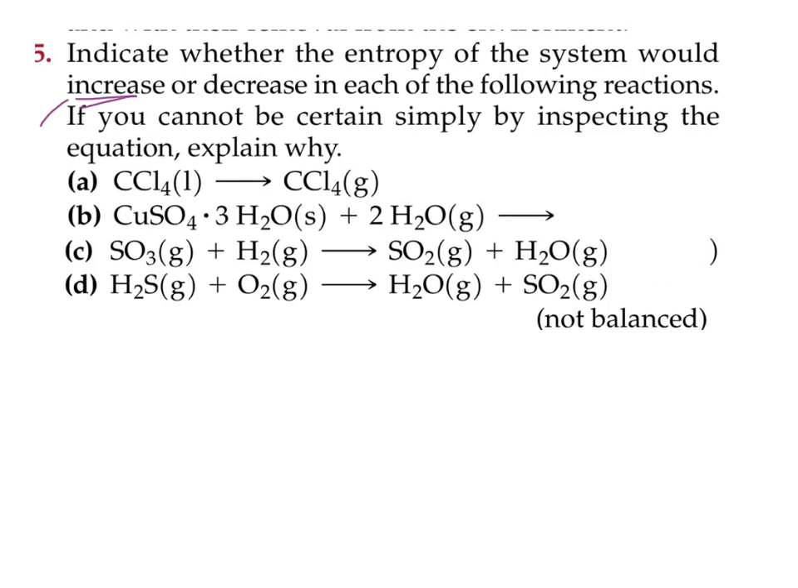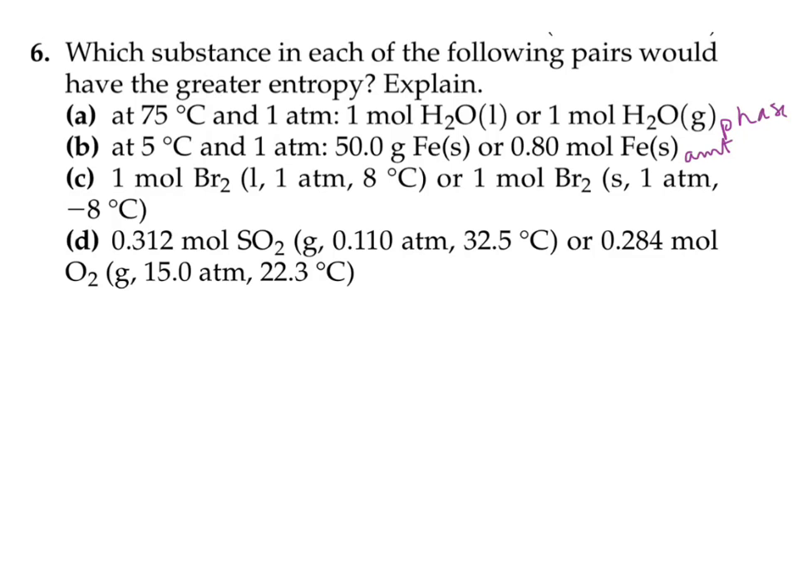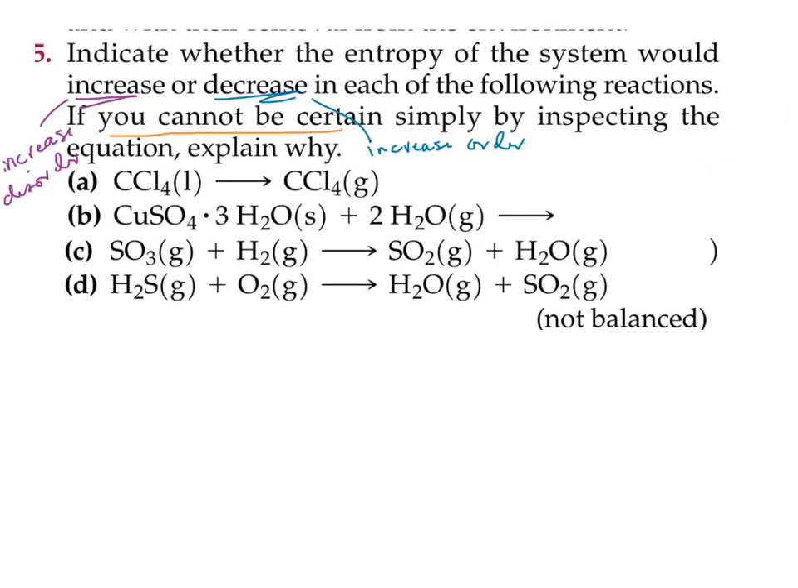The next one is this one, and it's got 4 parts. I think you guys are kind of seeing the pattern here. Indicate whether entropy would increase or decrease. You have a 50-50 chance, right? Well, it does say explain. Oh, it says if you can't guess increase or decrease, then you need to say you don't have enough information and why.